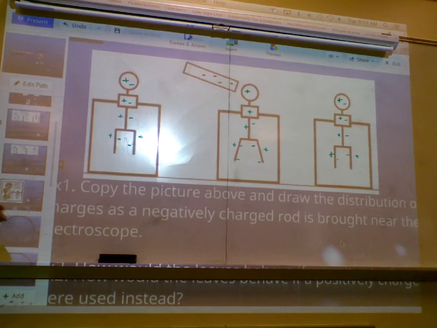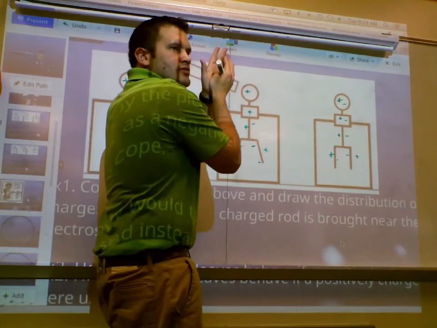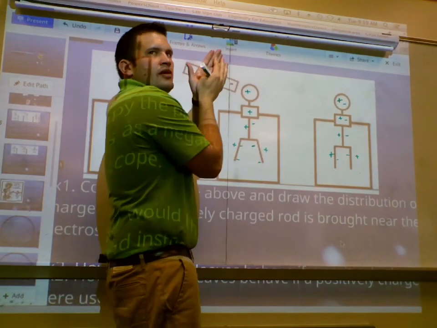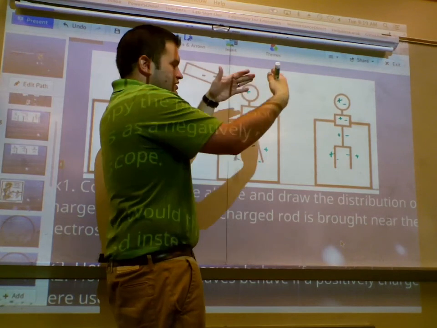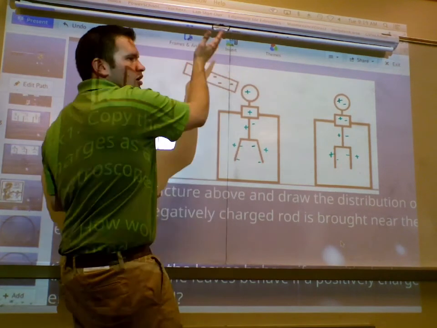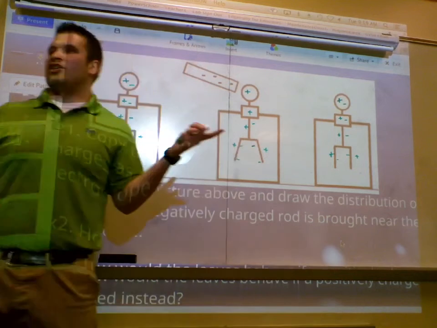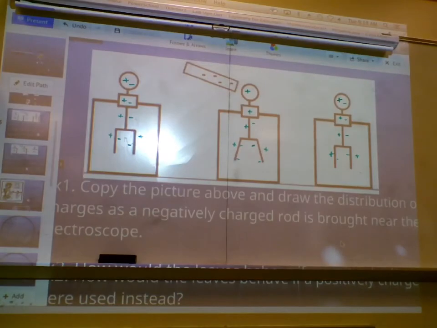So what would happen to these leaves? Would they suck in? No. They do what? Expand. They'd still stay out. Because once those negative charges all go up, we're left with a positive charge on the leaves. Do positives like each other? No, so they push away. Same result, different charge. That's why it can be kind of confusing. Does that make sense? Any questions? No questions?